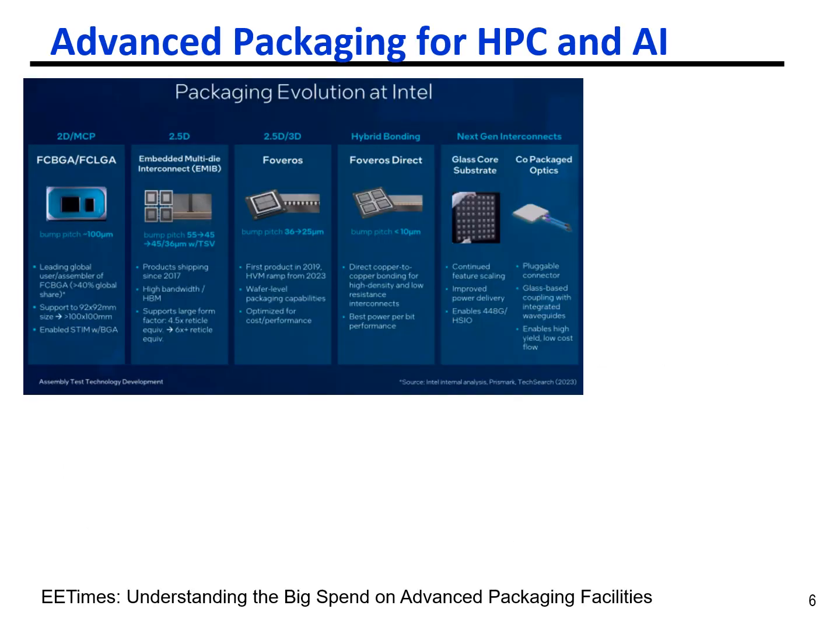This shows the advanced packaging presented here for HPC and AI from the Intel solution. Later we'll talk a little more on this. You can see that they have EMIB and also hybrid bonding.